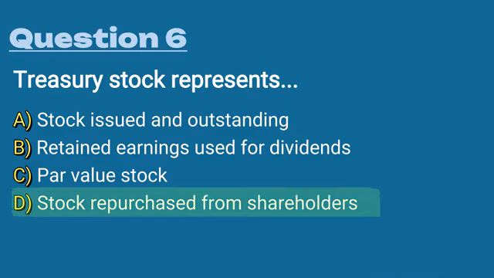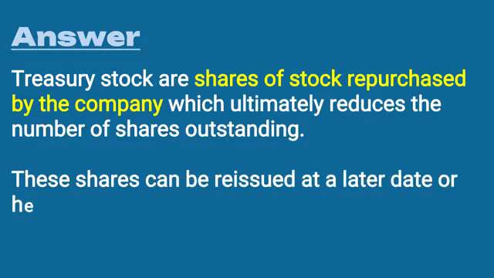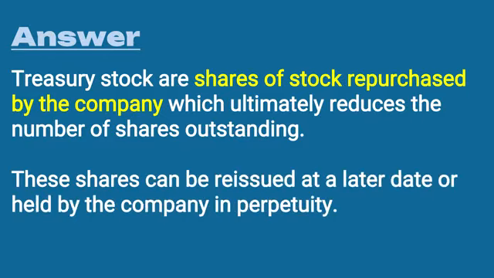The answer is D. It's stock repurchased from shareholders. Treasury stock are shares that are repurchased by the company, which ultimately reduces the number of shares outstanding. These shares have been issued, but then the company goes back and buys them from the shareholders.